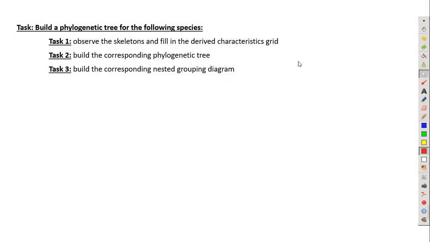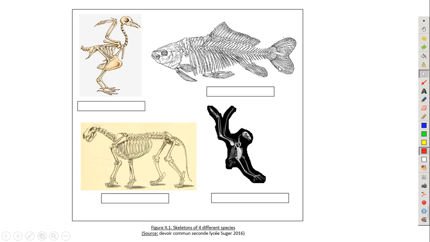Are you ready? Here we go for the building of a phylogenetic tree. So as always in science, we need to gather data. We can observe these different skeletons. The first thing we can say is simply state the name. So you can pause for a few seconds if you want to guess which species is which. Let's do it. So the first one, you probably recognize, it's a bird. It's a pigeon. The second one is a type of fish. It's a trout. The third one is a lion, and the fourth one is an eagle.